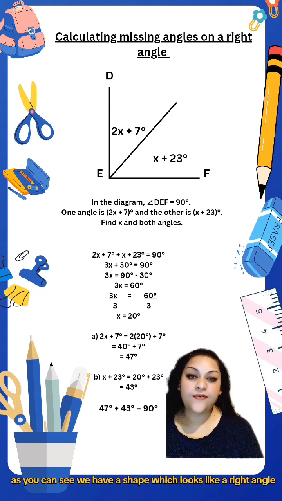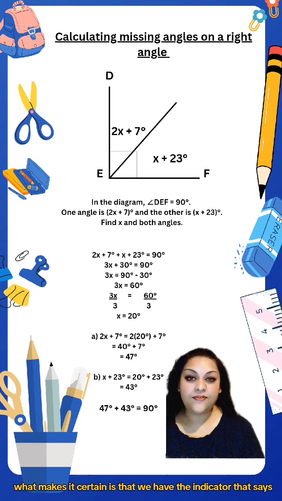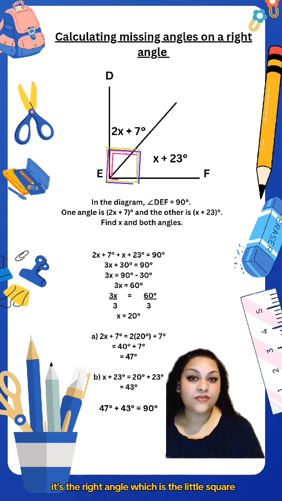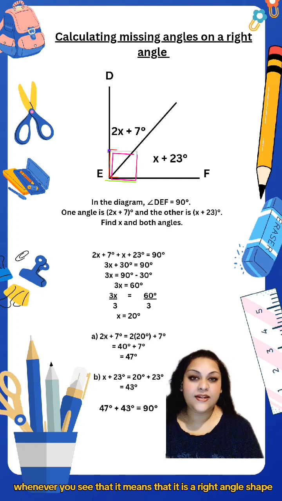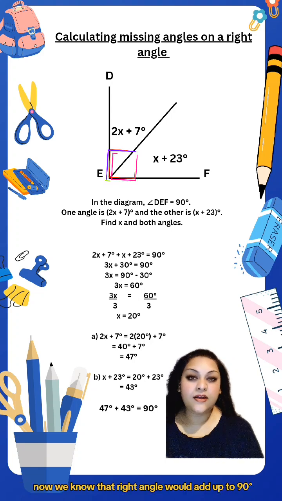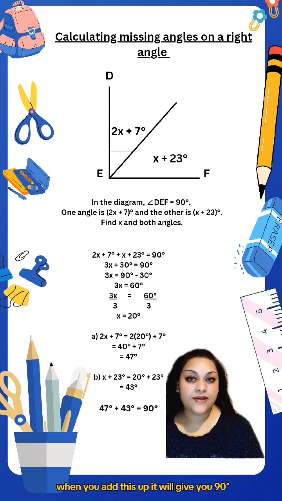As you can see, we have a shape which looks like a right angle. What makes it certain is that we have the indicator that says it's a right angle, which is the little square. Whenever you see that, it means that it is a right angle shape. Now, we know that a right angle adds up to 90 degrees. That is a given. So any and every angle that we have, when you add this up, it will give you 90 degrees. So let's look at what we've been given.